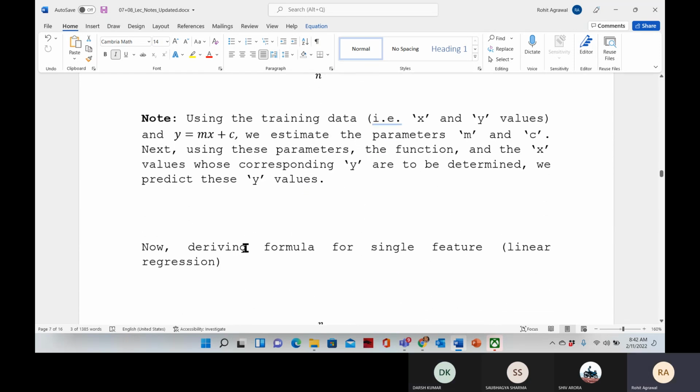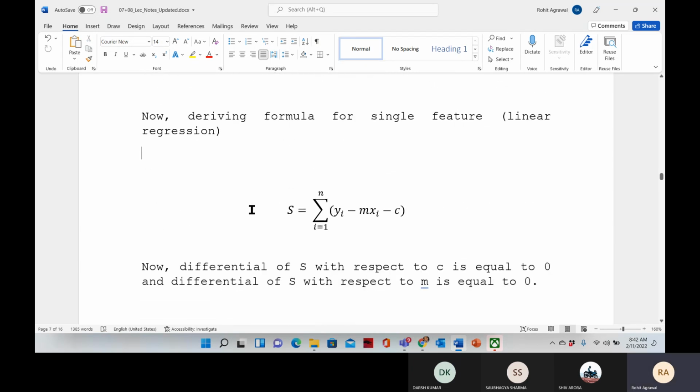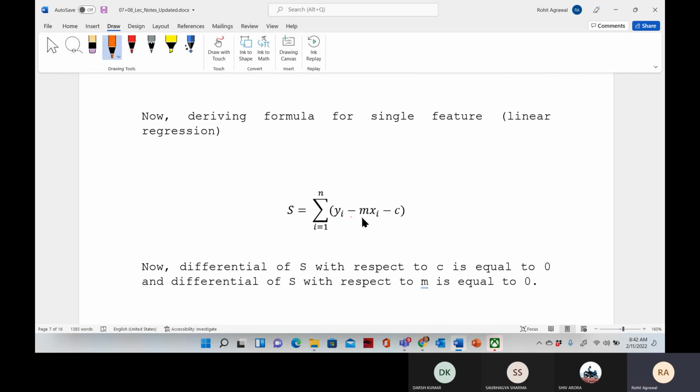Yes. Okay, so we are deriving these things here. See this one, what does it mean? This is the predicted and this is the actual.